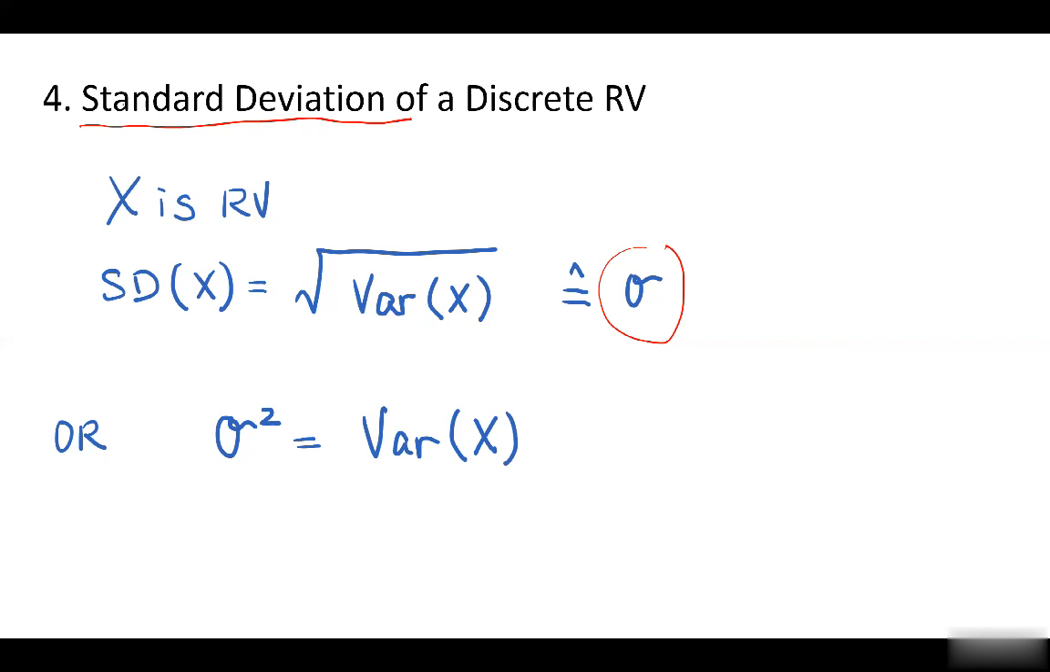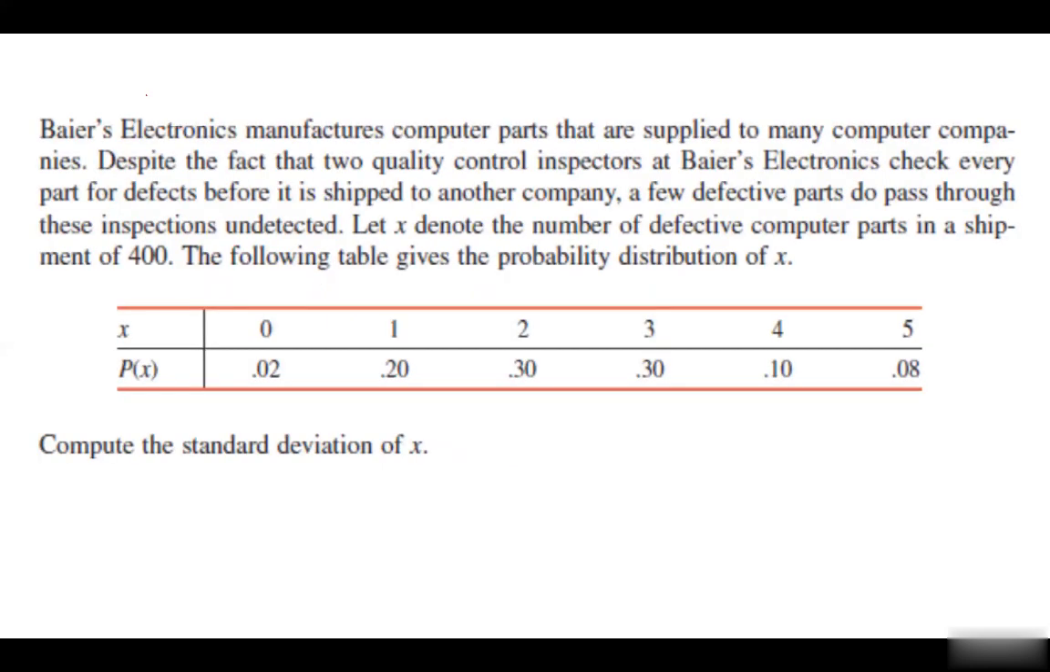Again, because standard deviation is the square root of VARX, standard deviation is also a measurement of dispersion. Understand? Just like the variance, standard deviation is also a measurement of the dispersion of X. Okay. All right. So now let's see a concrete example of the standard deviation.